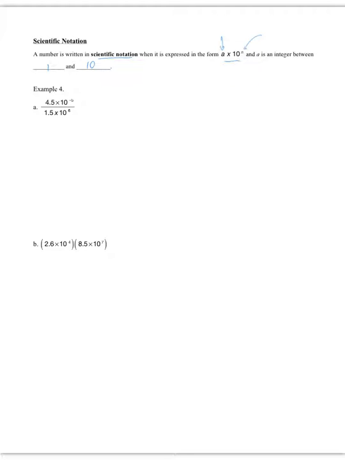Now, if we were going to simplify this, we can think of a clever way to do this. Since this is all multiplication, I can look at this as 4.5 divided by 1.5 times the quotient of like bases. If I were to simplify this, I would get 3. Using my quotient of like bases, this would be 10 to the negative 5 minus 6. So that would be the negative 11 power for 10.